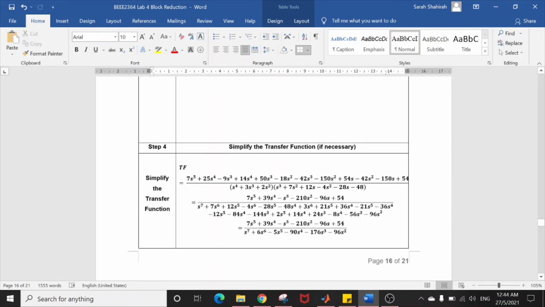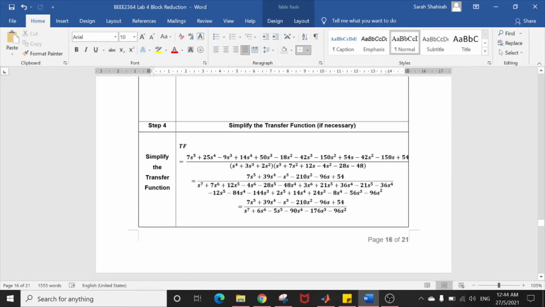And then we simplified the transfer function and got the result as 7s power of 5 plus 39s power of 4 minus s power of 3 minus 210s squared minus 69s plus 54 over s power of 7 plus 6s power of 6 negative 5s power of 5 90s power of 4 negative 176s power of 3 and 69s squared.